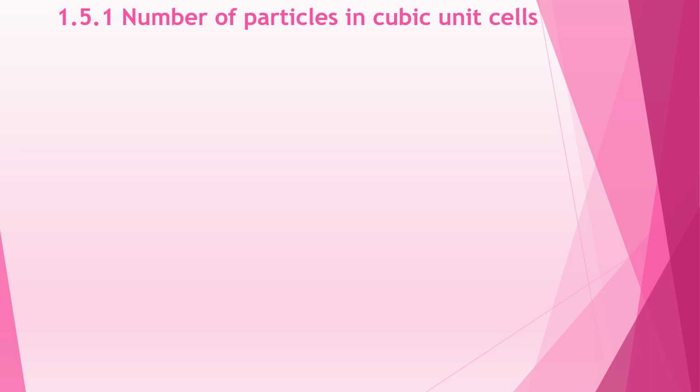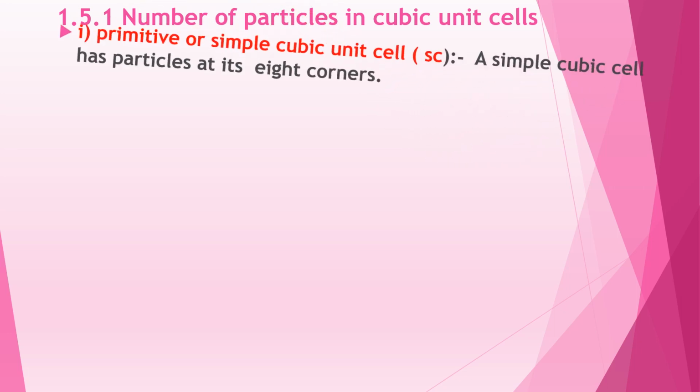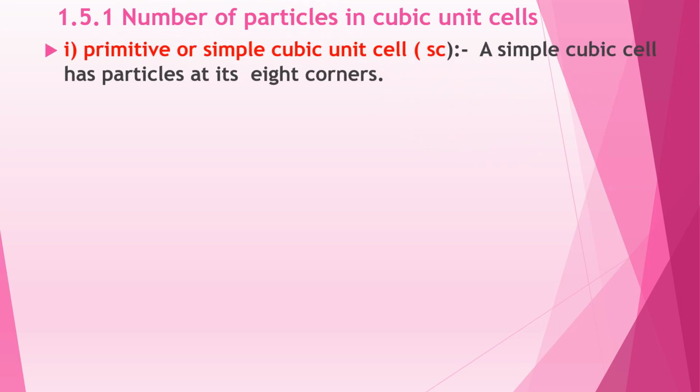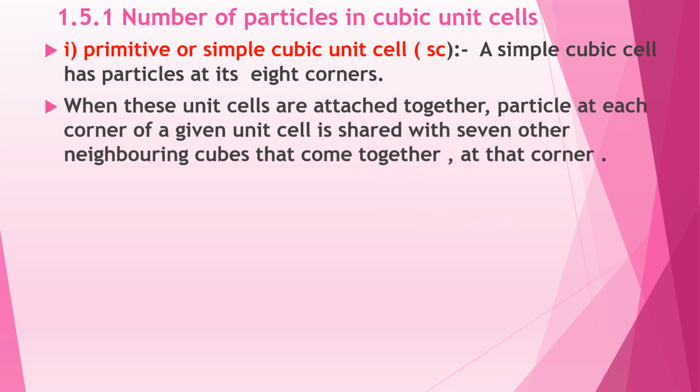Number of particles in cubic unit cells. Here, first the primitive or simple cubic unit cell. A simple cubic unit cell has a particle at each of its 8 corners. When these unit cells are attached together, the particle at each corner of a given unit cell is shared with 7 other neighboring cubes that come together at the corner.